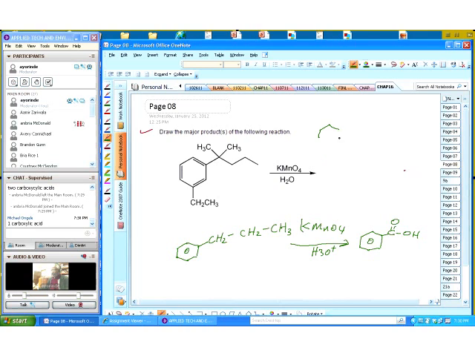If on the other hand I have this, since there is a hydrogen attached to this carbon, if I use potassium permanganate in acid or water, you get benzoic acid. It becomes a carboxyl group. So far, so good.